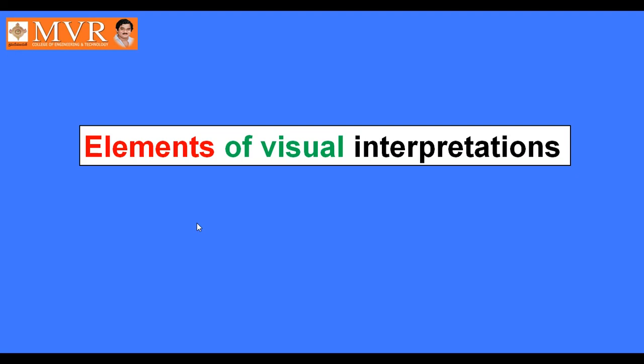The elements of visual interpretation are: tone, shape, size, pattern, texture, shadow, and association. I will explain these elements one by one in my next video.